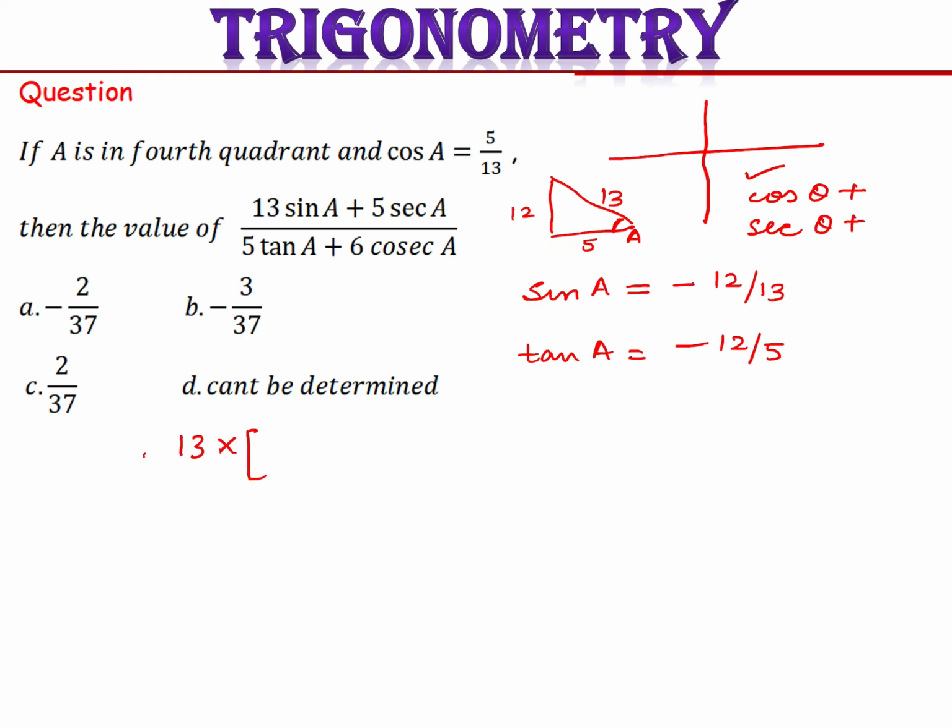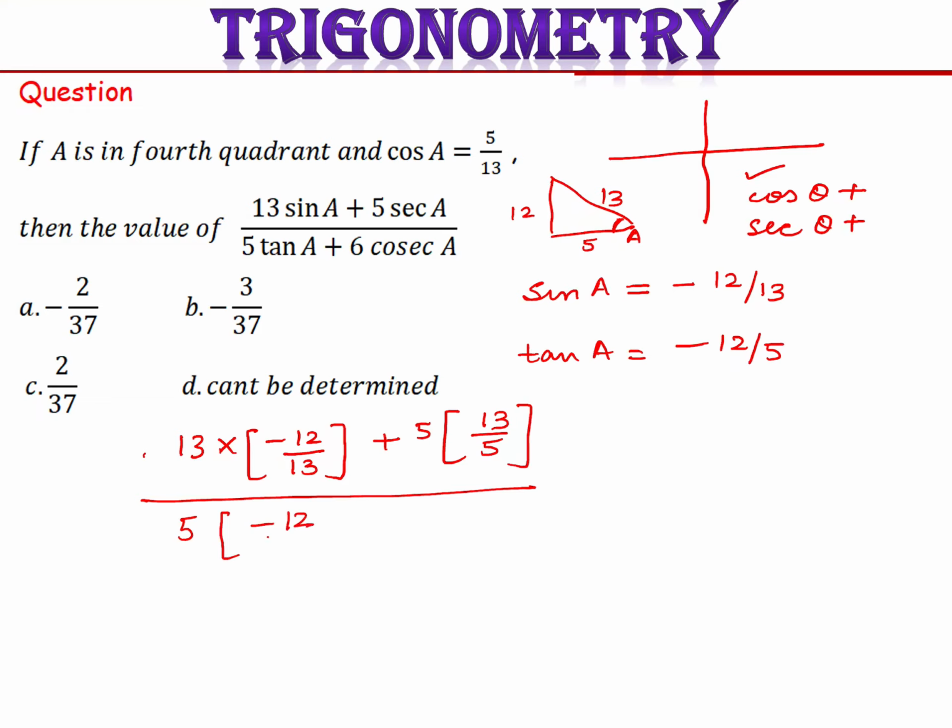13 into sin A, minus 12 by 13, plus 5 secant A. Secant A is the reciprocal of cos A, which will be 13 by 5. Whole divided by 5 into tan A, so 5 into minus 12 by 5, plus 6 cosecant A. Cosecant A is the reciprocal of sin A, so minus 13 by 12. Now see here, 13 gets cancelled, 5 gets cancelled, 5 gets cancelled, and 6 cancels with 12. I get 2 in the denominator.